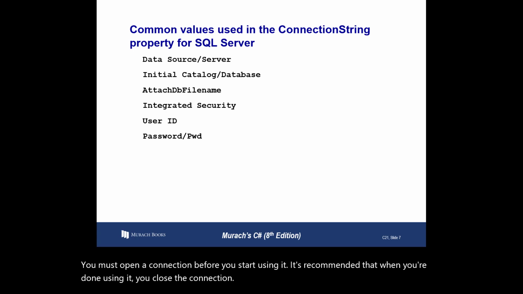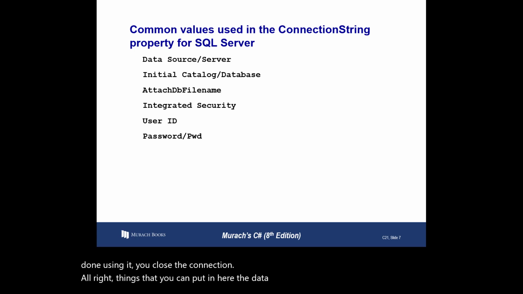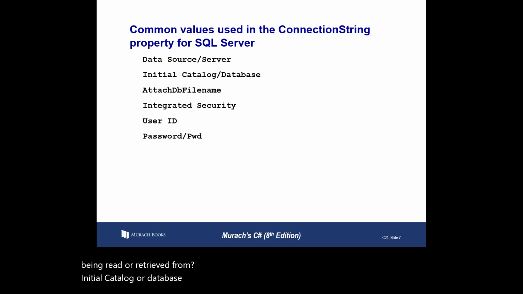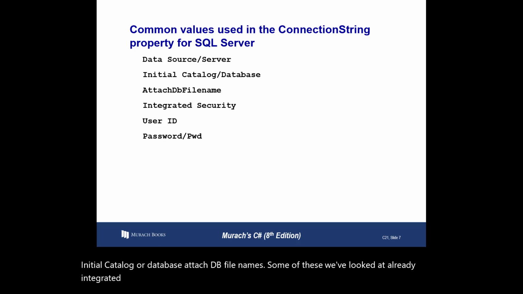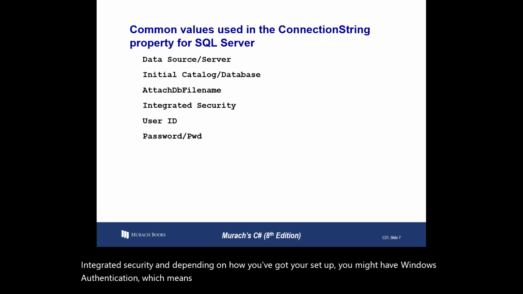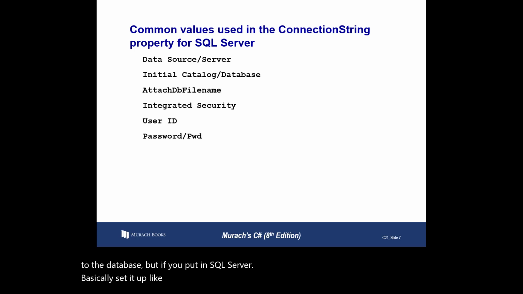All right, things that you can put in here, the data source. So in other words, where is the data being read or retrieved from? Initial catalog or database. Attached DB file name. Some of these we've looked at already. Integrated security. And depending on how you've got yours set up, you might have Windows authentication, which means that if you are logged into your Windows account, you can get to the database. But if you set it up as SQL Server authentication, then you'll need to provide a user ID and or a password, typically both.